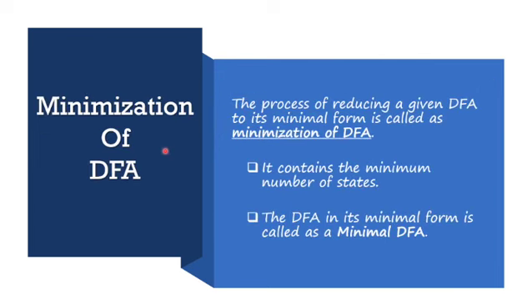The minimization of DFA, which is our main topic. The process of reducing a given DFA to its minimal form is called minimization of DFA. In minimization of DFA, we get the minimum number of states that the DFA can express itself with. The DFA in its minimum form is called minimal DFA. This question can be asked as an MCQ type question.